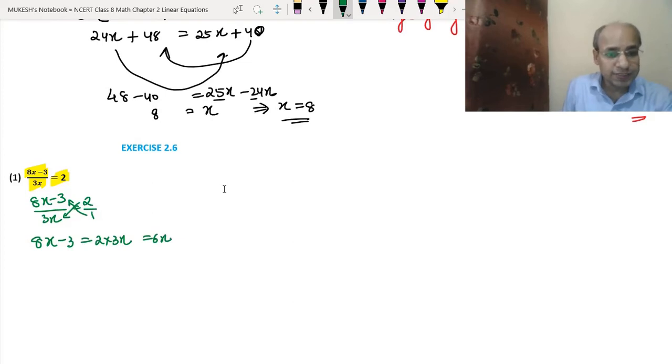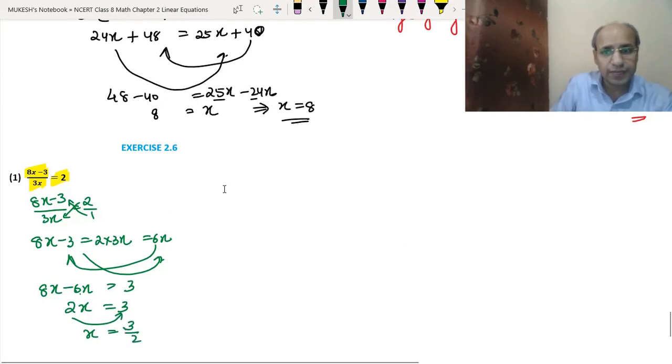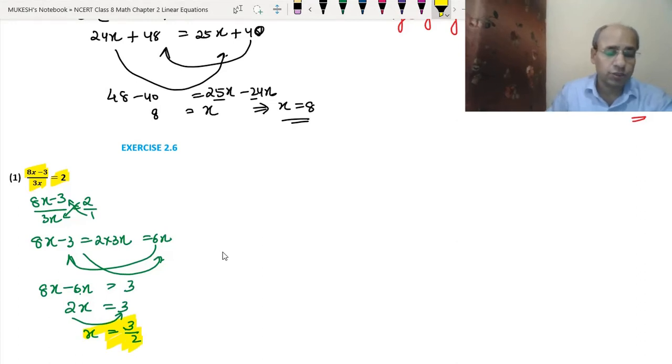Now 6x we take to the left hand side, 3 we take to the right hand side. So it will become 8x minus 6x, and this minus 3 will become plus 3 on the other side. Okay, 8 minus 6 is 2, so 2x equals 3. Now we will take 2 to the other side, so that means it will divide. So x will become 3 by 2. So what is the value of x? The value of x we have got is 3 upon 2, which is the answer of this question.